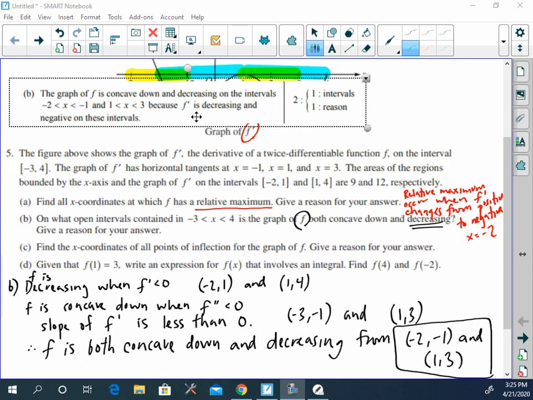And then it's negative, f prime is negative, which is what we wrote here. F prime is less than 0. So their justification is really the same. You can word it differently, but you have to be super careful. Do not interchange decreasing with the word negative. That's not the same. And then we'll go ahead and look at part C.